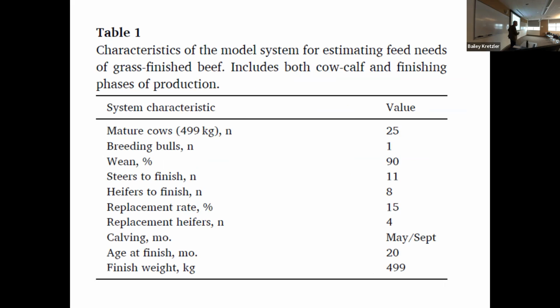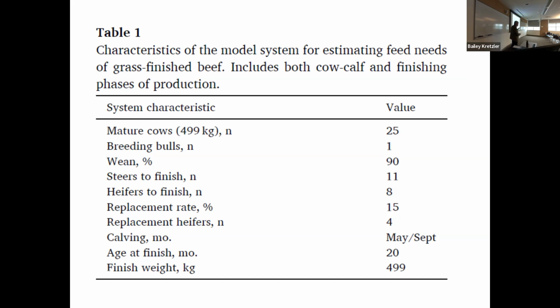And the other numbers here show you the basic production numbers. So weaning, they wean 90%, or I should say 90% of the cows wean a calf in this system, which means you've got 23 calves total, 11 steers go to finish, and 8 heifers go to finish. You have a replacement rate of 15% per year, so you keep 4 heifers for replacement. And those are the basic numbers in this herd.